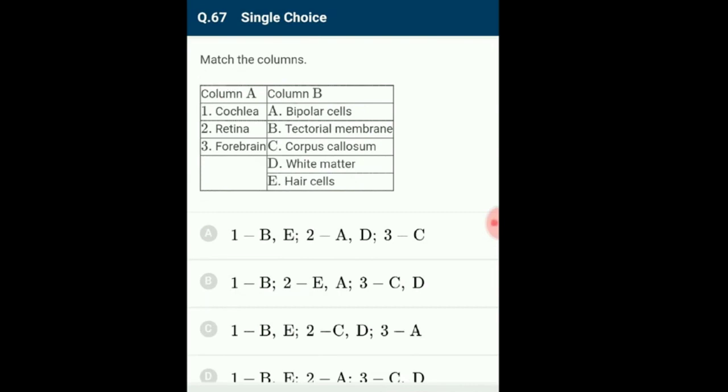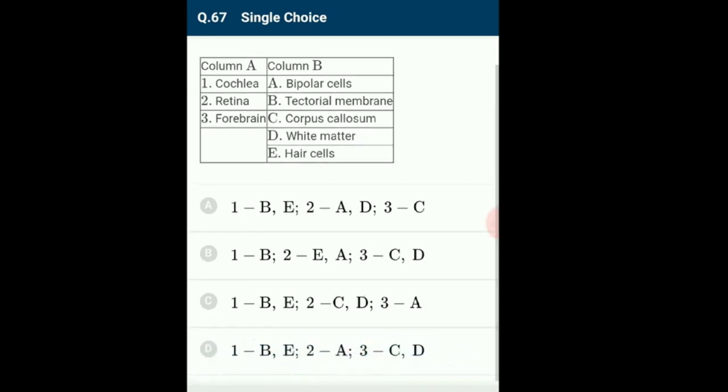Question number 67. Match column A with column B. Scala media, it is matching with B and E. That is tectorial membrane and hair cells. From column A, second one, retina. It is matching with A, that contains bipolar cells. Then from column A, third one, forebrain. It is matching with C and D, corpus callosum and white matter. So the correctly matching option is option D.